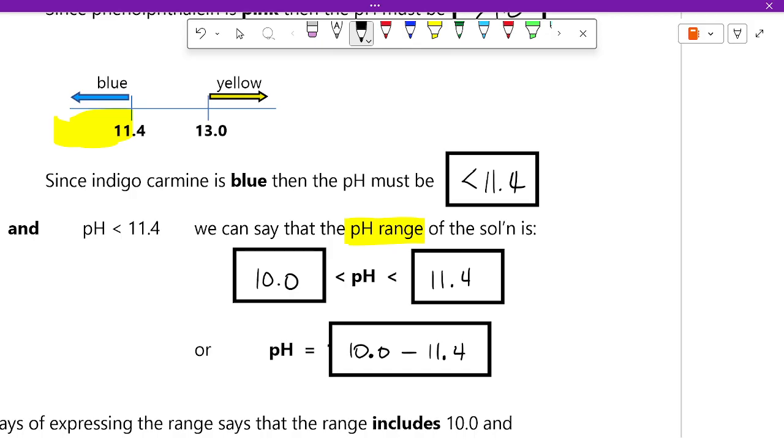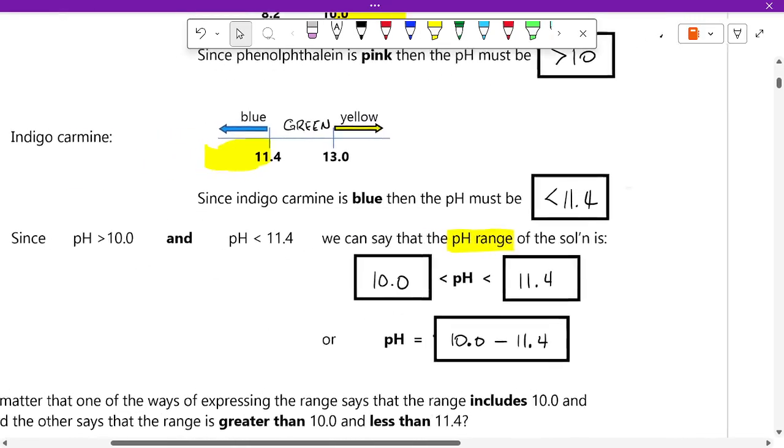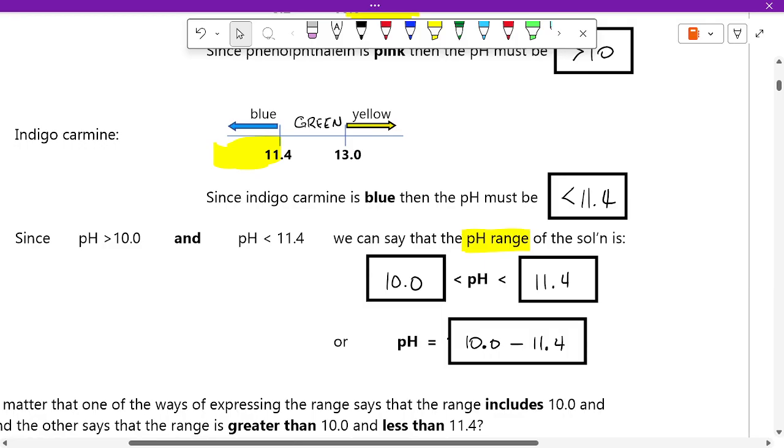Okay? Yes? Sorry, but say for indigo carmine, between 11.4 and 13.0, within that range, it just could be green again? Yeah, between 11.4 and 13 it will be green. Okay, so then it just has to be between 10 and 11.4. Yeah, 10 and 11.4. If it's like 11.5, it's going to be green. Now, granted, in real life, are our colors that beautifully delineated? No, but this is all theoretical, right?